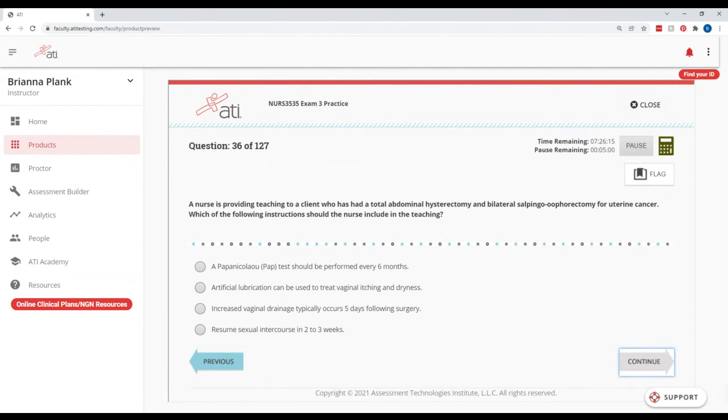Okay, the patient had a total abdominal hysterectomy. They had bilateral salpingo-oophorectomy for uterine cancer. Which of the following instructions should the nurse include in the teaching? Is B for this one? B.